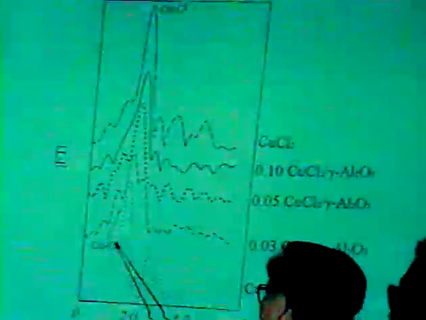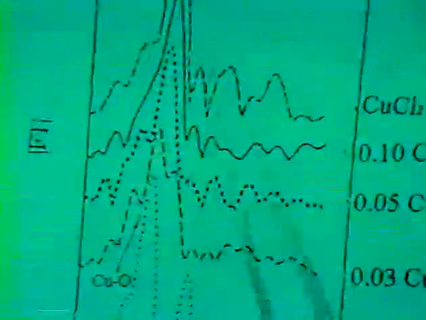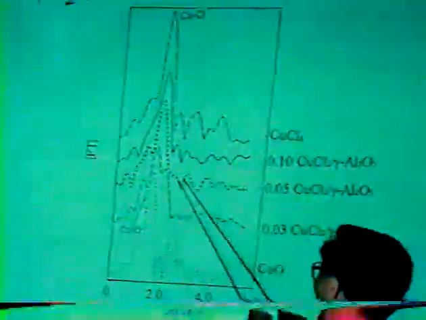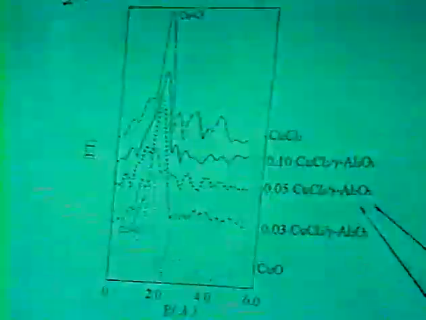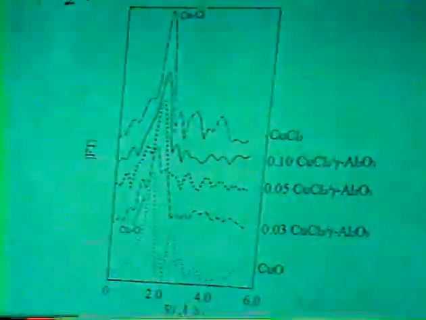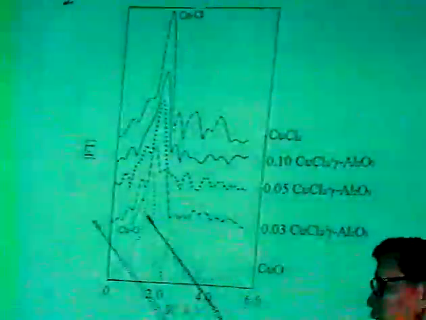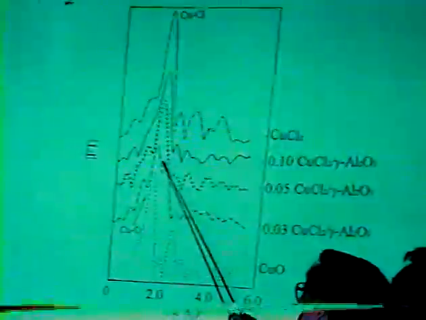The third example I would like to show you is a real catalyst, copper chloride supported on alumina. This is a so-called oxychlorination catalyst. By using this catalyst, we can make ethylene chloride from ethylene, oxygen and hydrochloric acid. For pure copper chloride, we can find a very high peak of copper-chlorine. For pure copper oxide, we can find the copper-oxygen peak here, because copper oxide forms a solid with copper-oxygen bonds.